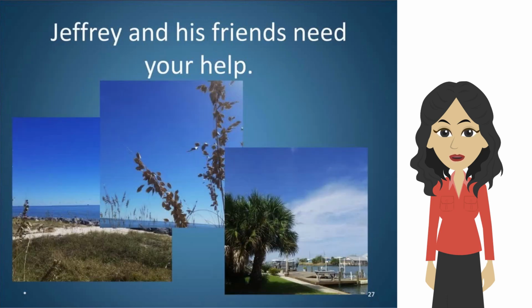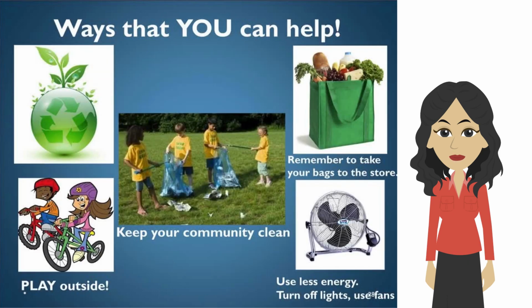Are you ready to help Jeffrey the Oyster and his friends to keep our environment clean and safe? One way to help is by making sure some of the things you use are recycled. There are lots of ways you can help. You can help by playing outside. You can help by using reusable bags when you go to the grocery store. Or you can turn a light off when you leave the room. Or if you're not using a fan, make sure it's turned off.